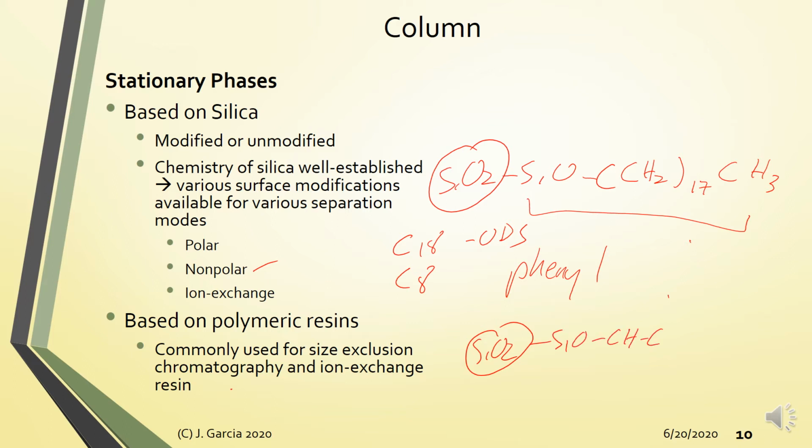So again, we draw your silica. So for example, you want to attach, say, a sulfonic acid group, alright, which can be used as a cation exchange resin. Alright, so very easy to convert the surface into whatever functionality you might need. Alright, now those based on polymeric resins are commonly used for size exclusion chromatography, wherein you need to have defined porosity of the material, and more commonly as ion exchange resin, alright, for ion exchange chromatography.